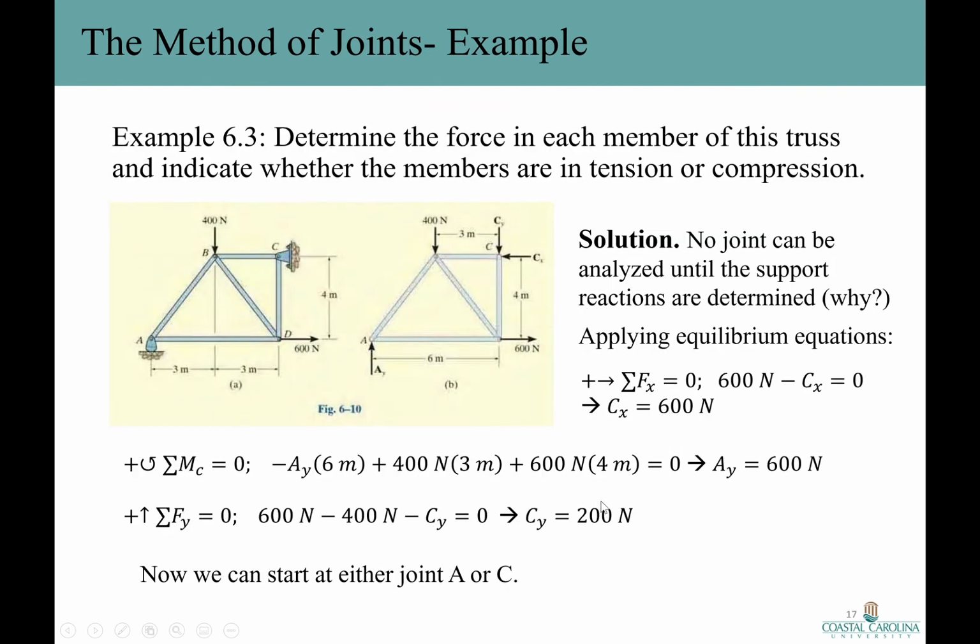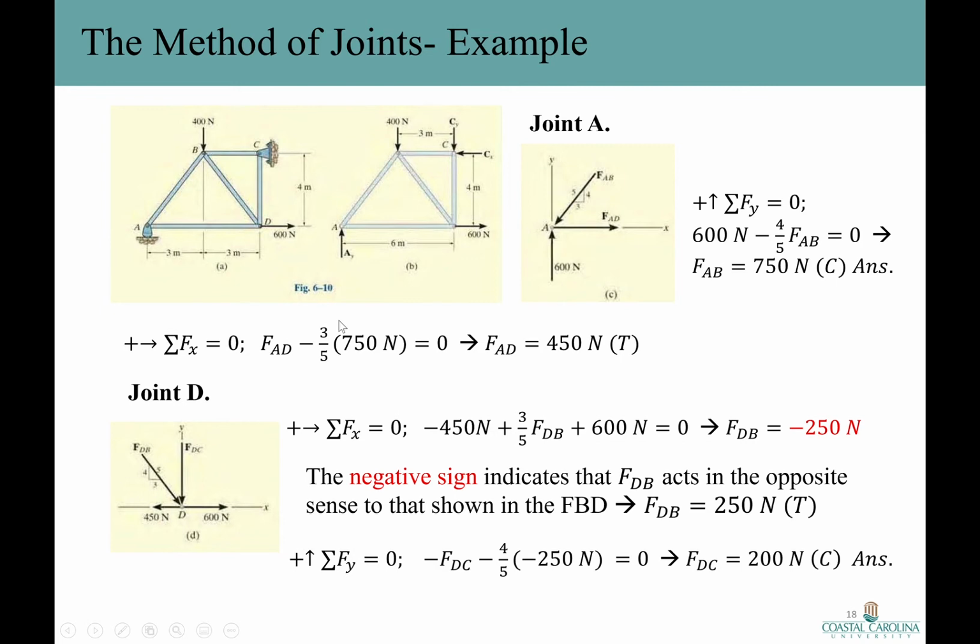If you're asking why we're not starting at joint B or D, well, that's easy because it still has a lot of unknowns. But since we have the reaction supports for joints A and C, the only unknowns that we have are these two members, the force members, okay? All right, starting from joint A.